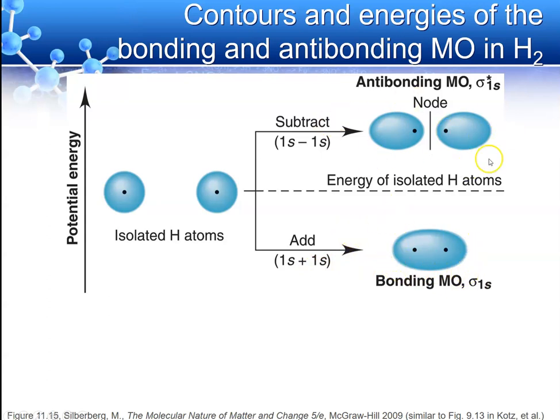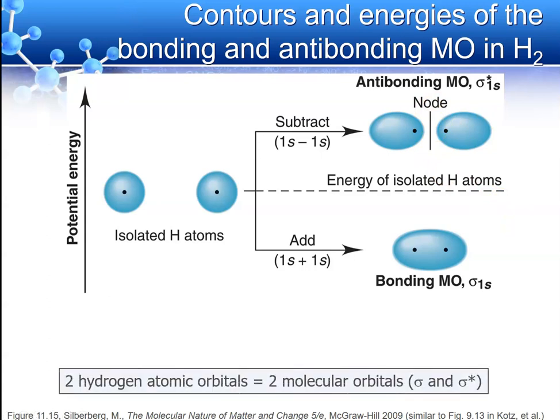But we also get an anti-bonding molecular orbital. We're going to call that sigma star 1s. So you can see there's a node in between, and there's no probability that we will find an electron in between those two nuclei. So we took two hydrogen atomic orbitals, one here and one here. So two atomic orbitals gives me two molecular orbitals, a sigma 1s and a sigma star 1s.